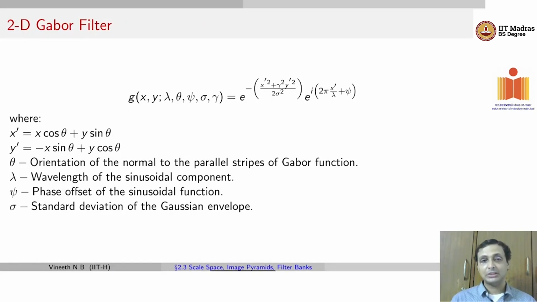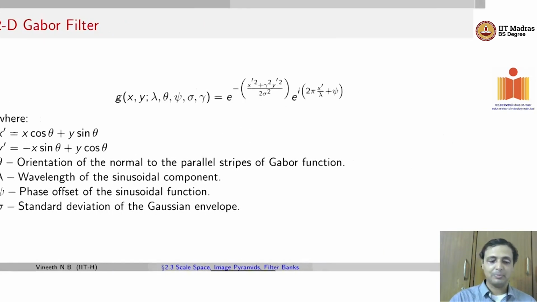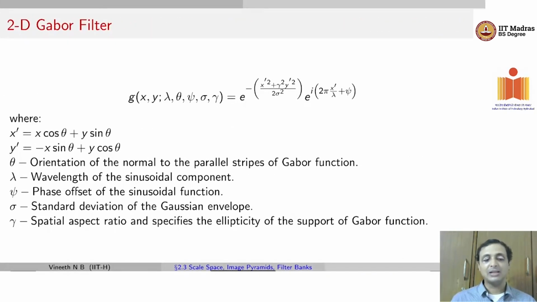Sigma is the standard deviation of your Gaussian envelope, and gamma is a spatial aspect ratio and specifies the ellipticity of the support of your Gabor function. So you want to elongate it. All of them can be controlled in this particular context.